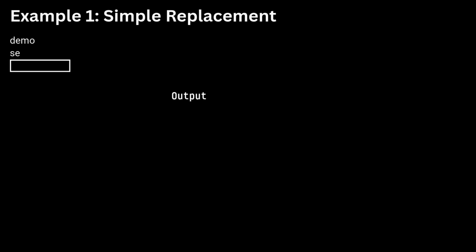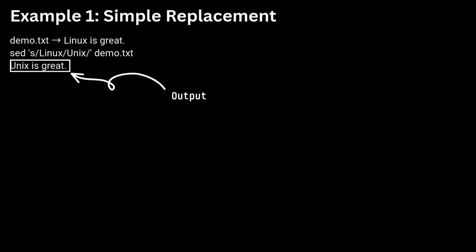The basic syntax is sed 's/pattern/replacement/' filename. Here, s means substitute. If demo.txt has the line "Linux is great," running this command replaces Linux with Unix in the output.